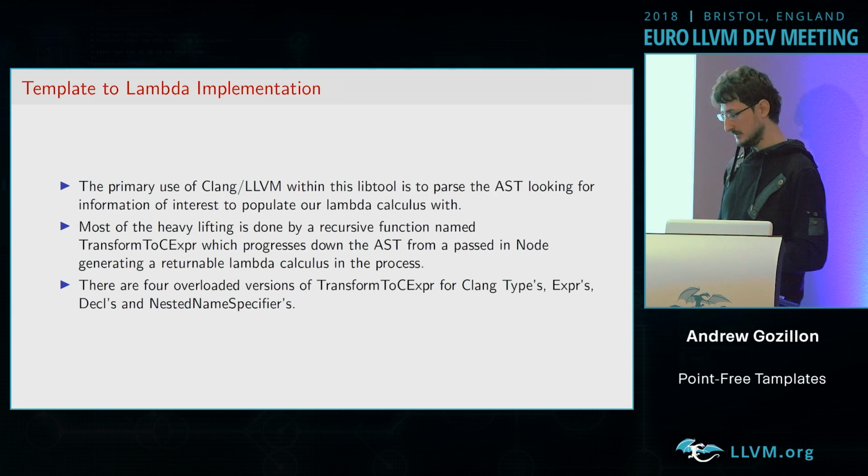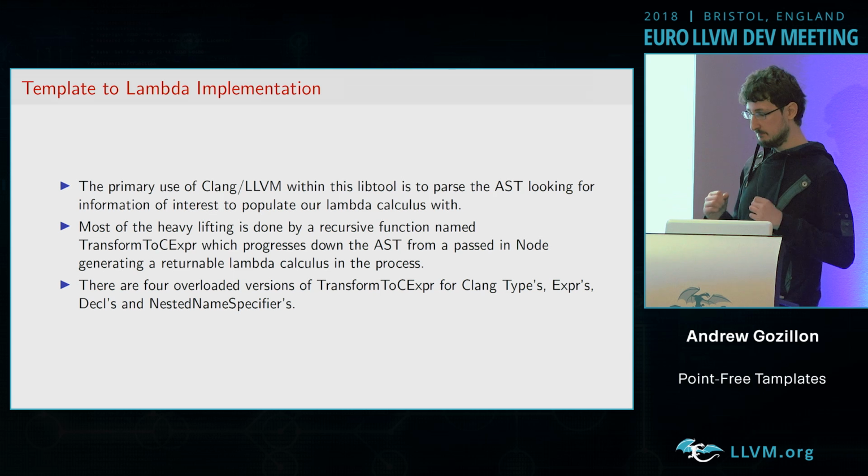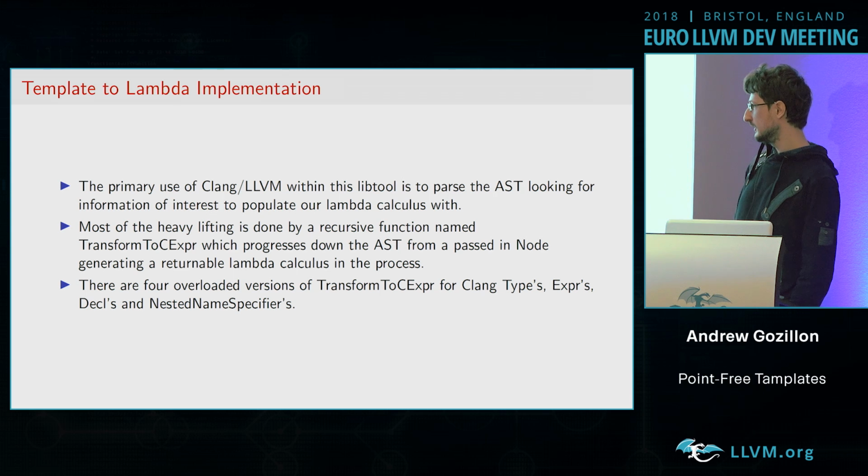So basically we parse the file, deal with the AST in some way, check all the nodes, take the information we want from those nodes, and then translate it into a lambda. Then we use that lambda to pass to the point-free algorithm. Most of our heavy lifting is done by transform to cexpr, which takes a node and recurses down it to get all of our information, then returns a lambda back up to it. There's a few overloaded versions of this.